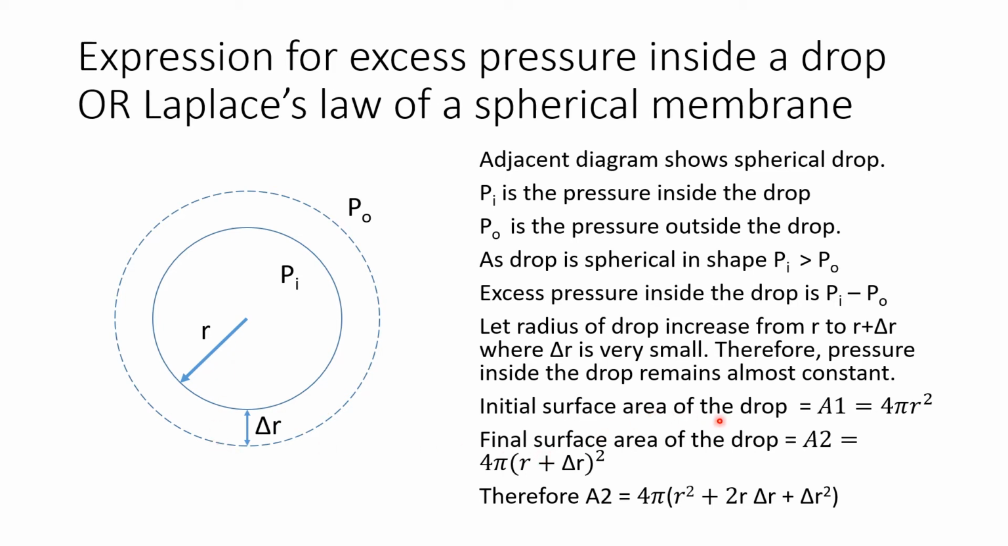Now let us consider that the radius of the drop increases from r to r plus delta r, where delta r, that is change in the radius, is very small. Now since we are considering delta r to be very small, the pressure inside the drop remains almost constant. Now the initial surface area of the drop is represented as A1 and it is equal to 4 pi r square. Final surface area of the drop is represented as A2 and it is equal to 4 pi into bracket r plus delta r bracket square. Therefore, if you expand this bracket, it can be written as A2 is equal to 4 pi into the bracket r square plus 2r into delta r plus delta r square.